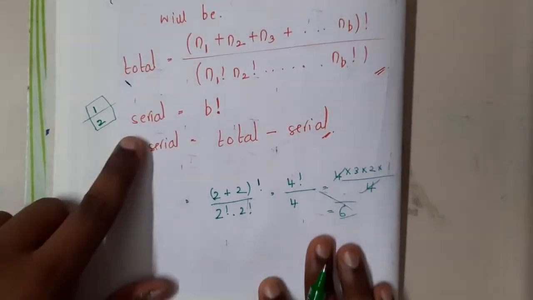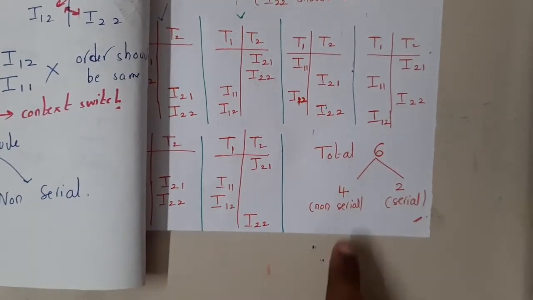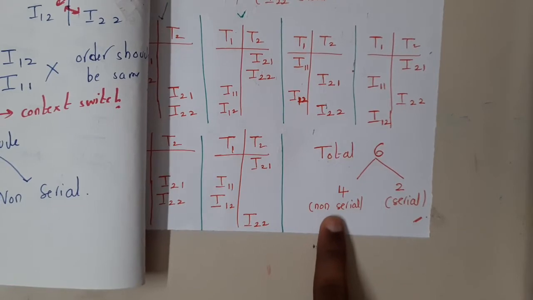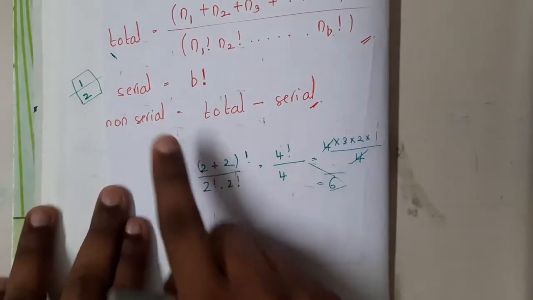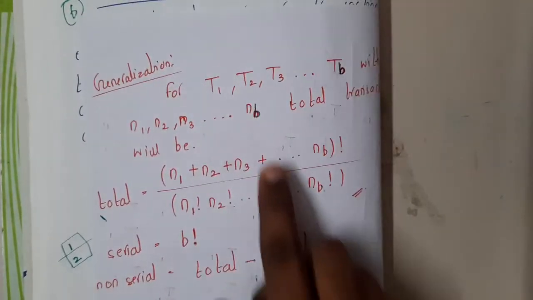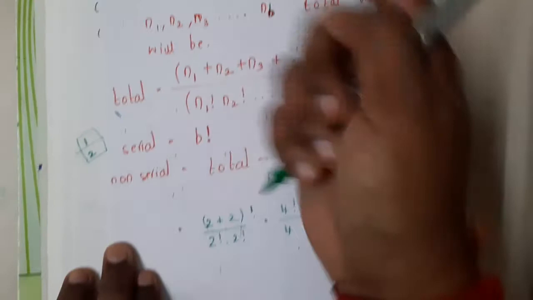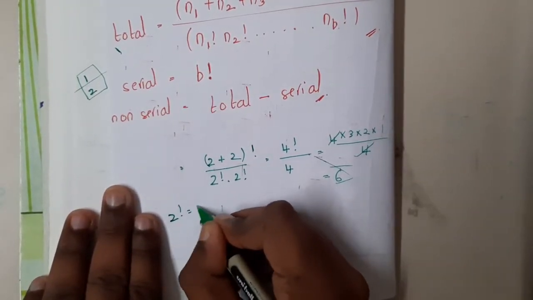Yes. So what about serial? So now you will be like, okay, we understood this about total, so we can calculate the total, but what if in the examination he asks only serial? Yes, we have tricks for that also. So for serial, it is nothing but b factorial. What is b, guys? B is nothing but the number of transactions. So in our example, the number of transactions is 2. So it is 2 factorial, that is nothing but 2.